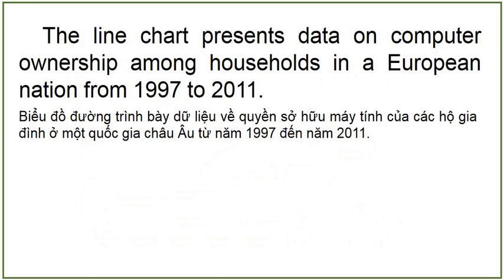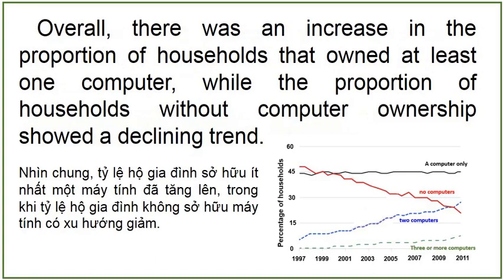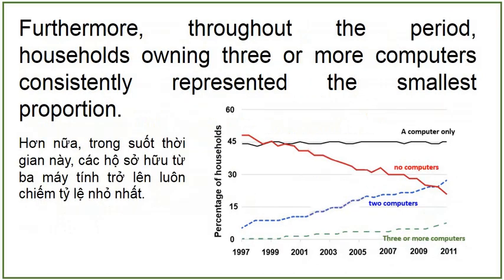The line chart presents data on computer ownership among households in a European nation from 1997 to 2011. Overall, there was an increase in the proportion of households that owned at least one computer, while the proportion of households without computer ownership showed a declining trend. Furthermore, throughout the period, households owning 3 or more computers consistently represent the smallest proportion.